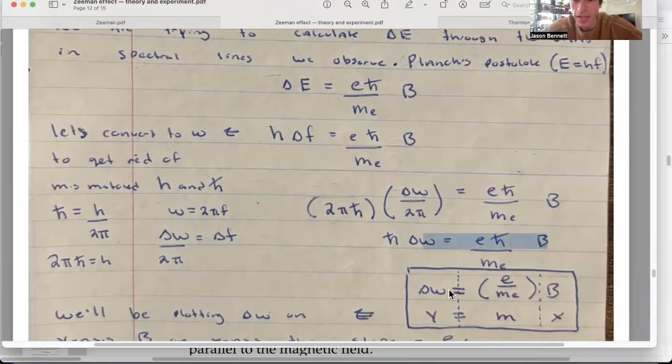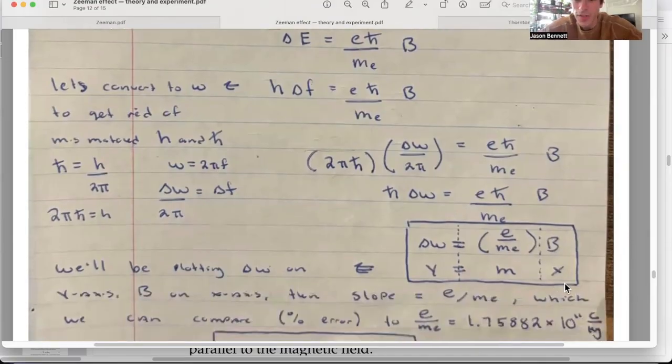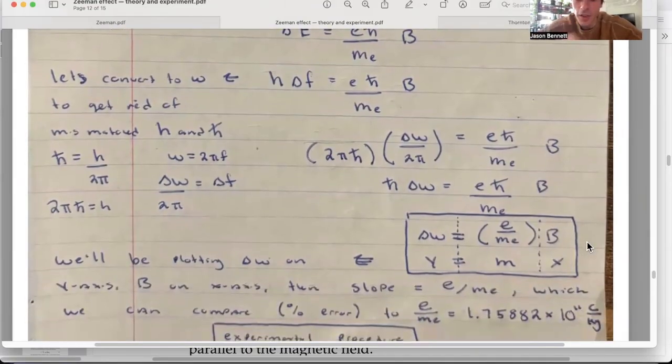We are going to be plotting the change in the angular frequency on the y-axis. We're going to be plotting the magnetic field on the x-axis, because that's going to change as we change the current. And the slope of that is a well-known value, the ratio of the charge of an electron to the mass of an electron. And so we can compare that to the actual value for it, 1.75882 times 10 to the 11th coulombs per kilogram, and find a percent error.